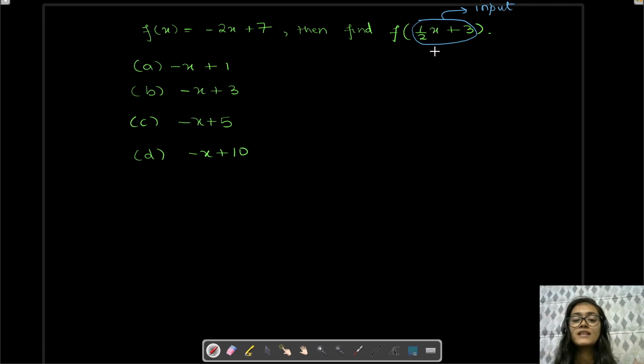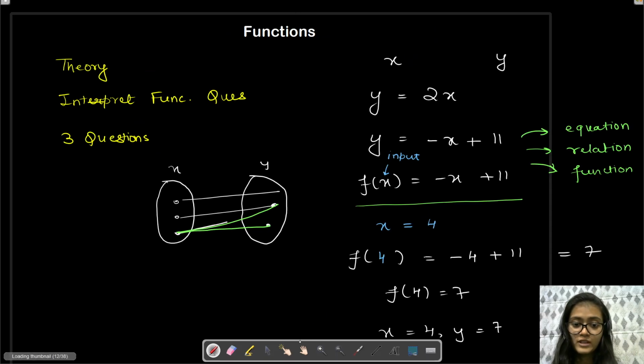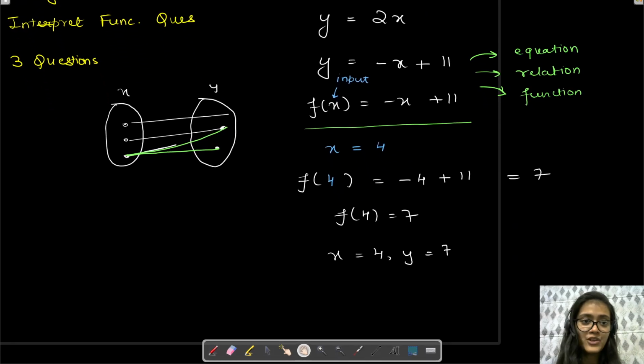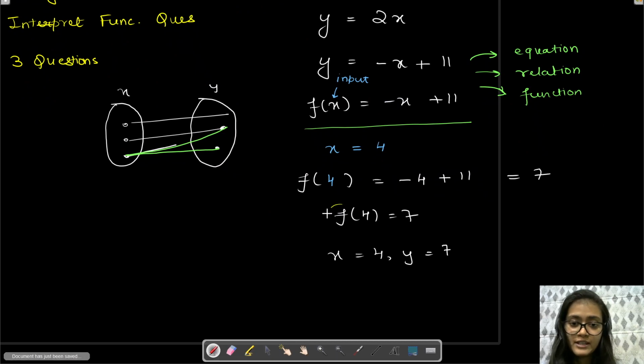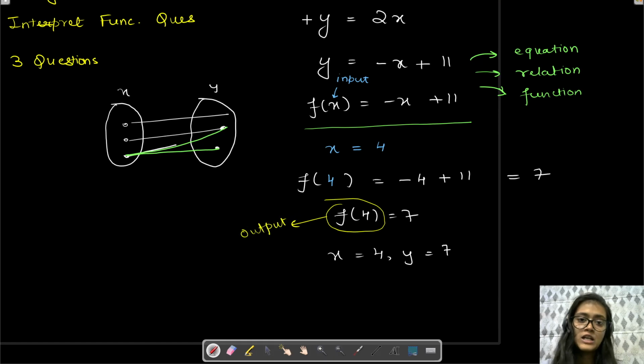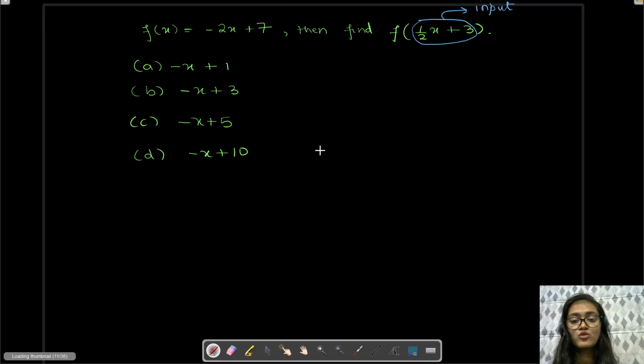And this question is asking us to find out the output. So this f of 4 here was actually your output. So in this question as well, we have to do the same thing. Input is given and we have to find out the output. The only difference is that in this case, the input is not a number, it's an expression.